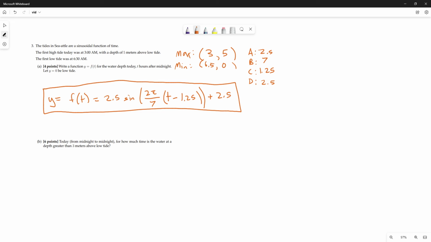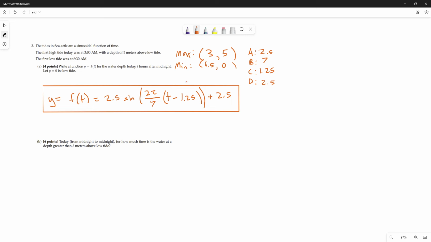Now, moving on to part B, we got today from midnight to midnight. For how long is the water at a depth greater than 6 meters above low tide? So we need to first visualize this. So imagine this is y equals 3. This is not entirely accurate. And this is our maximum. And this is our minimum at 0.